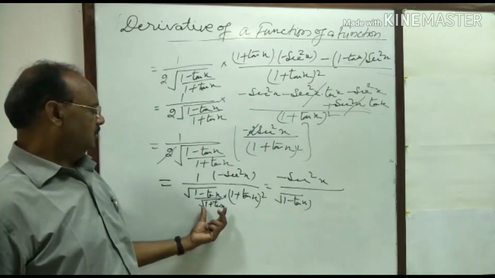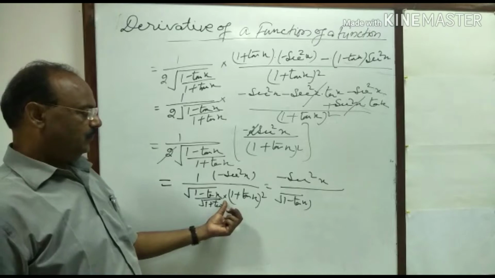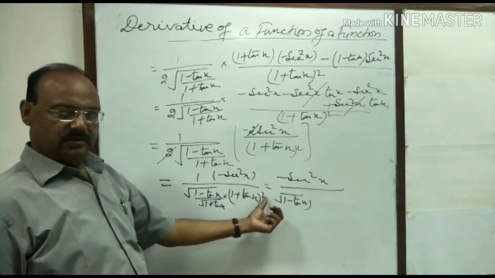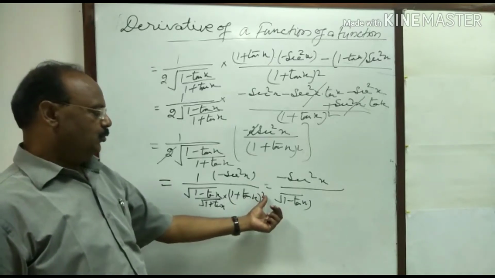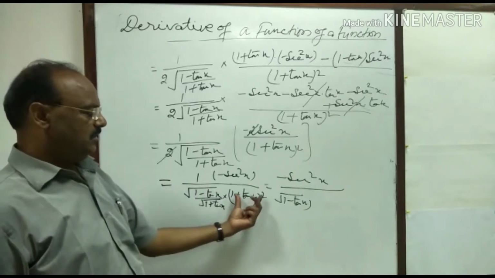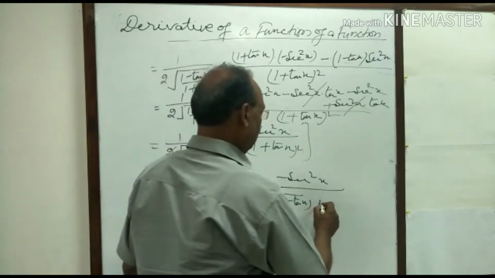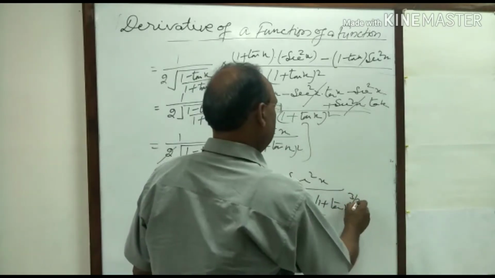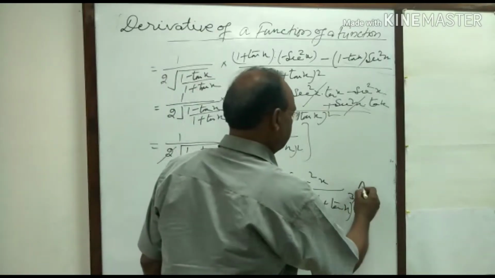This is (1 plus tan x) to the power half. After simplifying with (1 plus tan x) whole square, we will get by exponent rule 2 minus half. So this is in numerator, this is in denominator. So we will get (1 plus tan x) whole to the power 3 by 2. So this is the answer.